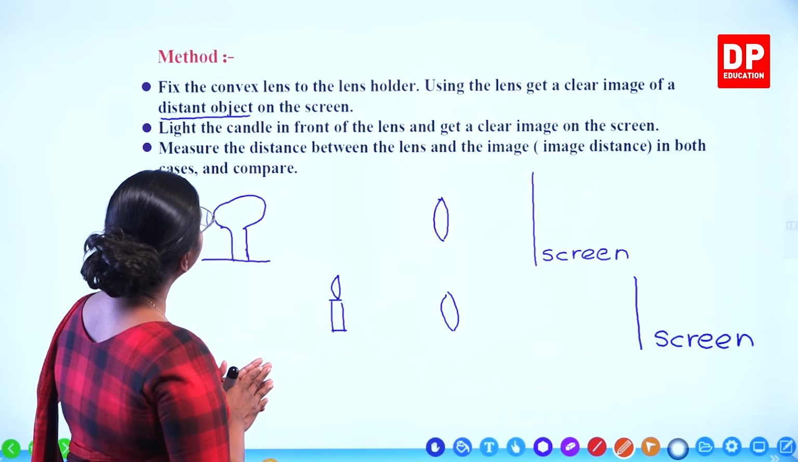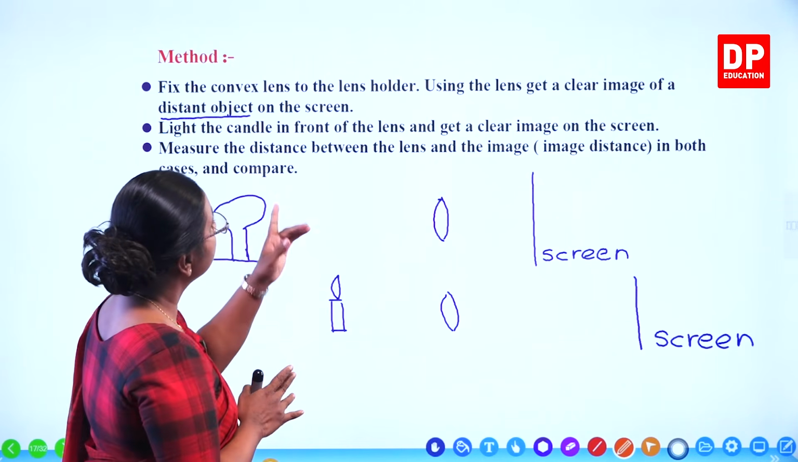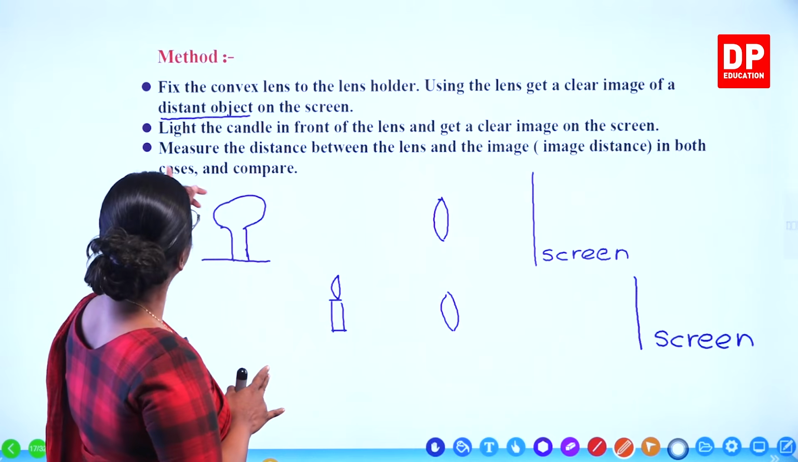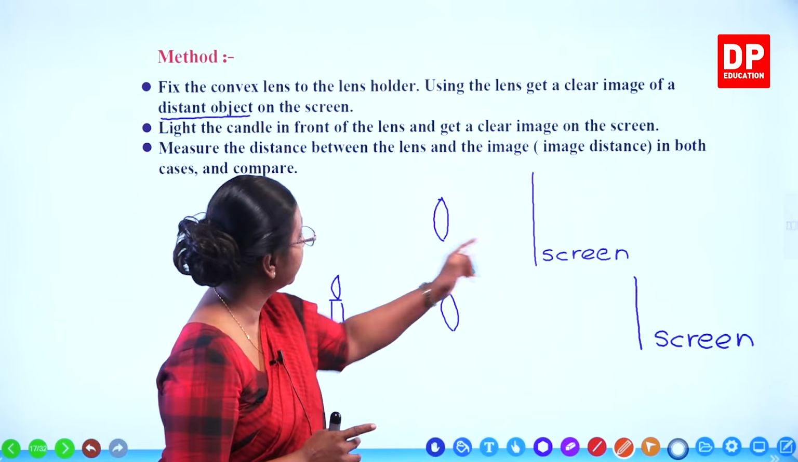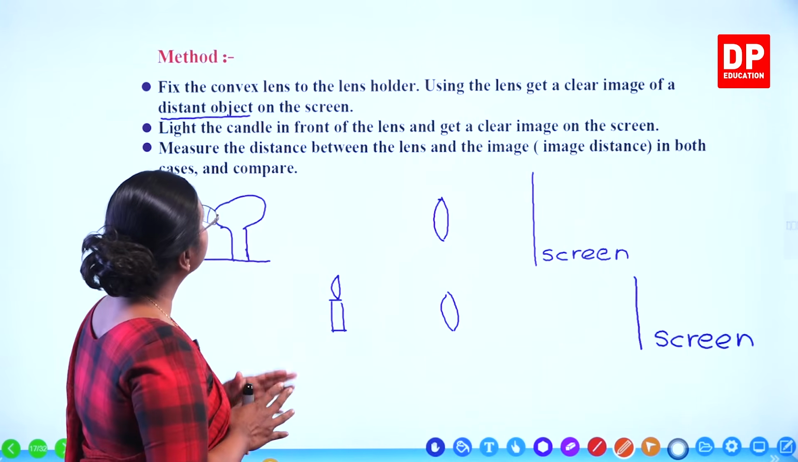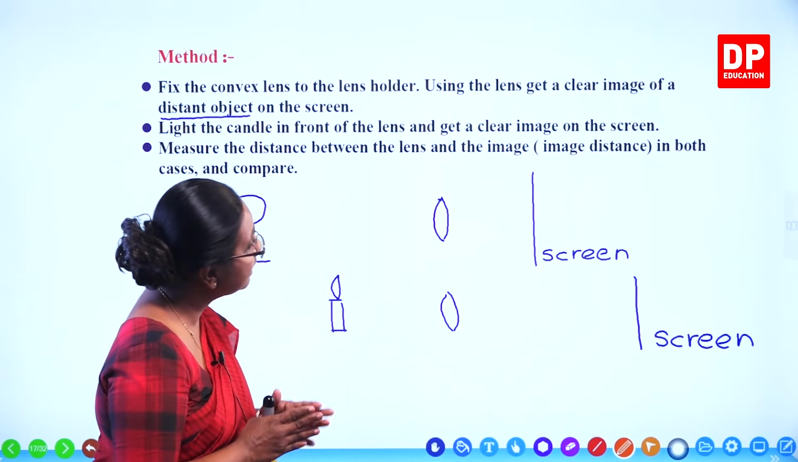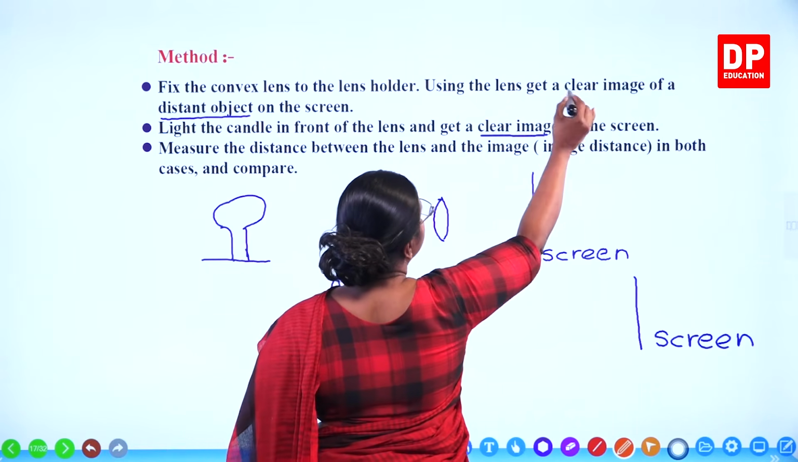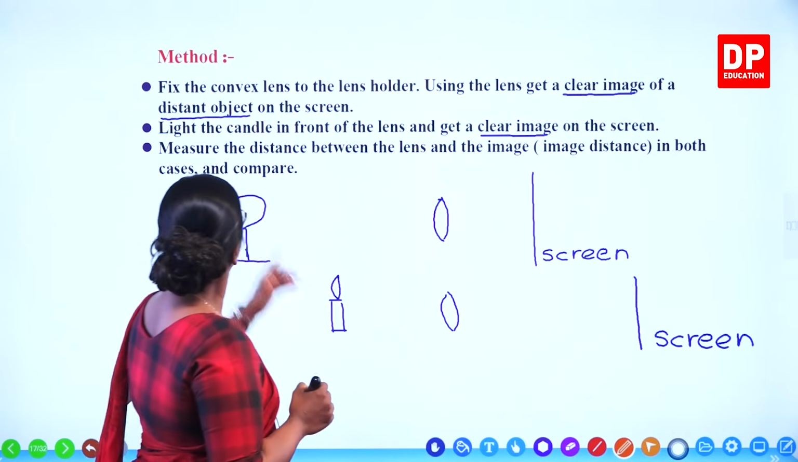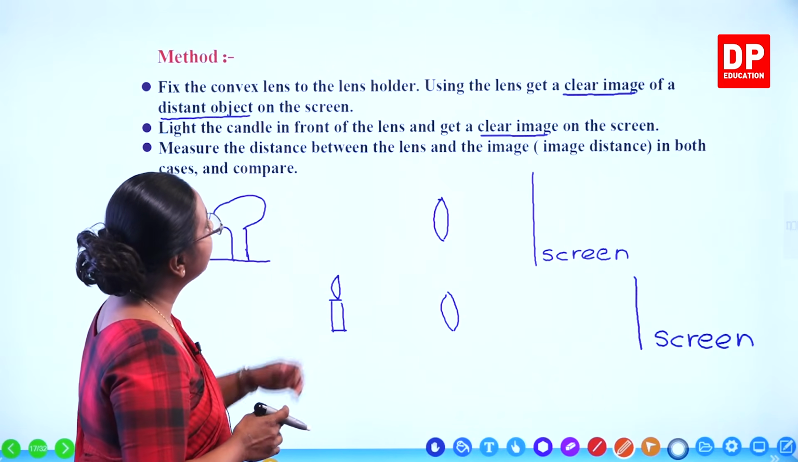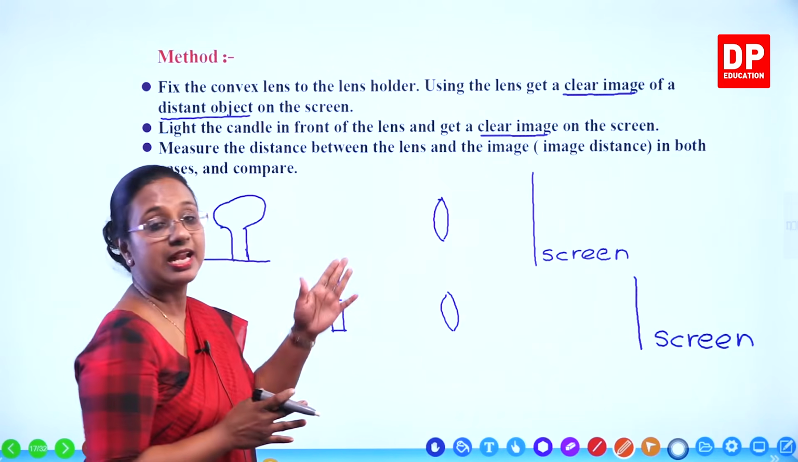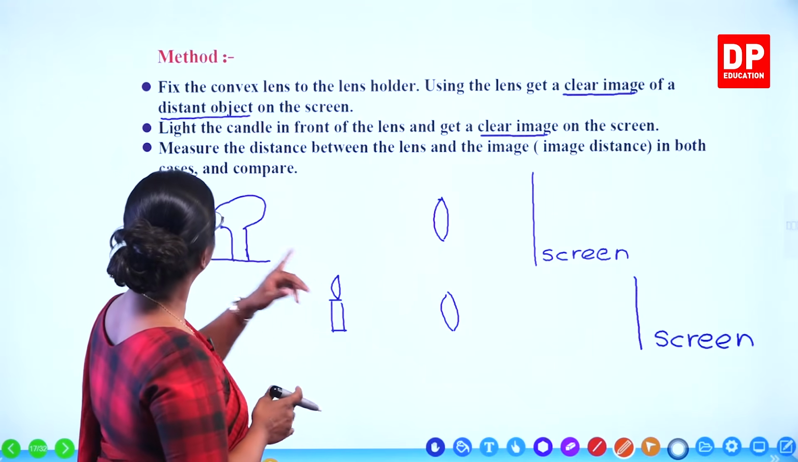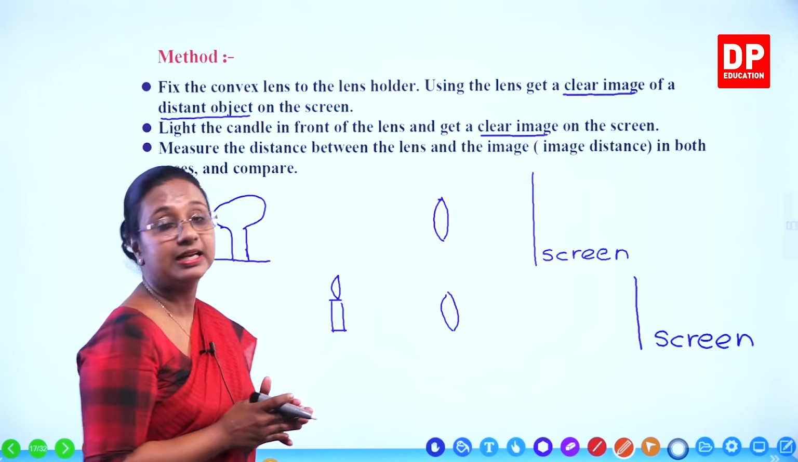So fix the convex lens to the lens holder. Using the lens, get a clear image of a distant object on the screen. Light the candle in front of the lens and get a clear image on the screen. Always it has to be a clear image. Measure the distance between the lens and the image. That is the image distance in both cases, and compare.